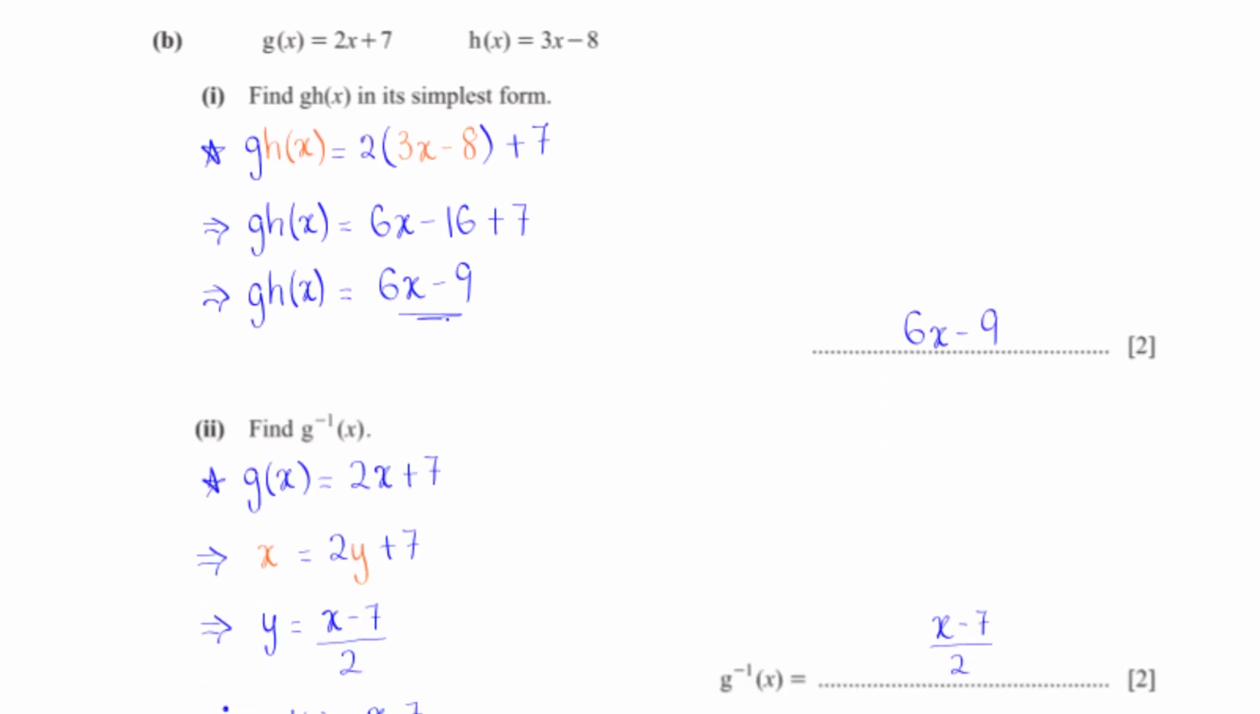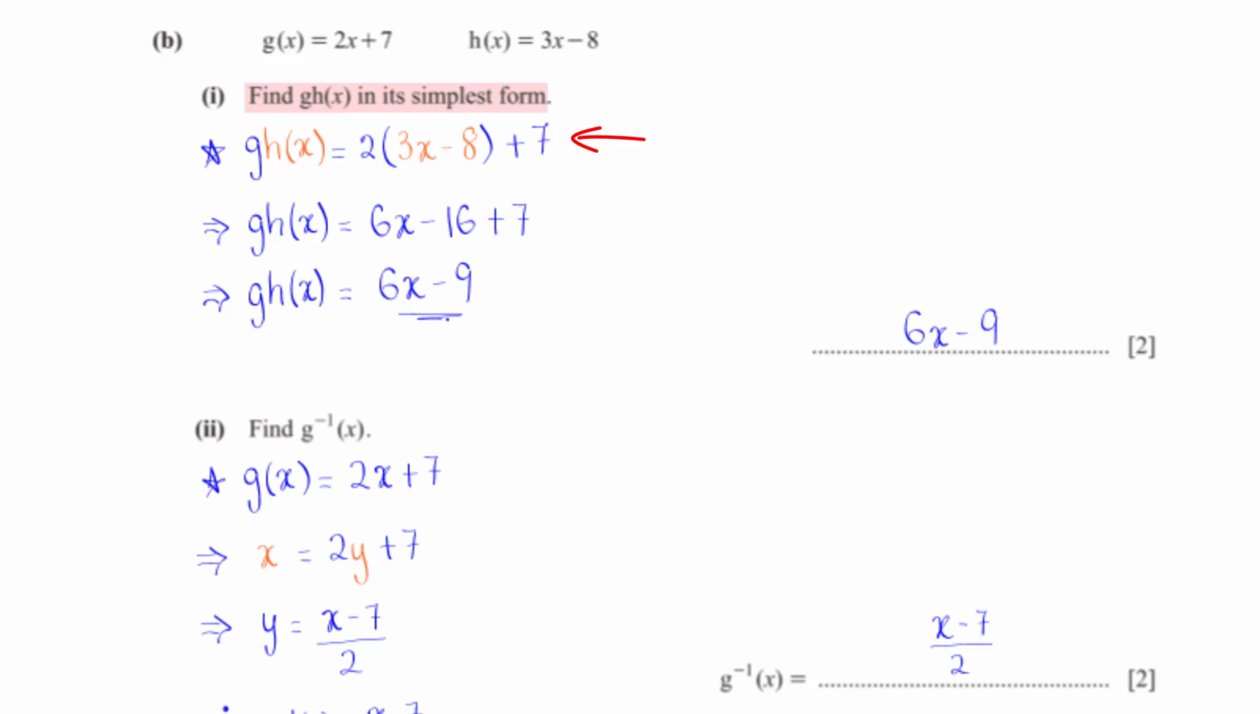G of x is equal to 2x plus 7. H of x is equal to 3x minus 8. Find g of h of x in its simplest form. So g of h of x is simply taking out x in g of x and replacing it with h of x, which is 3x minus 8. And so we have 2 times 3x minus 8 plus 7.